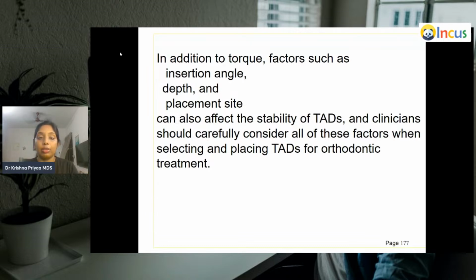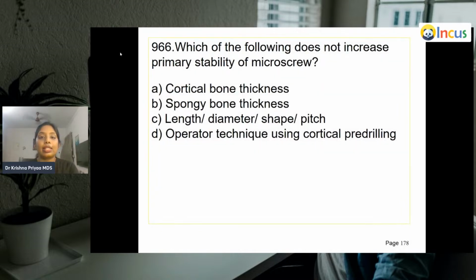When you have good knowledge about all these factors associated with that, I think you can answer more than 10 questions when it comes to that. Going to the next question. Which of the following does not increase the primary stability of the microscrew? So, we are only discussing which factors matter to increase the stability of an implant or a microscrew, right?